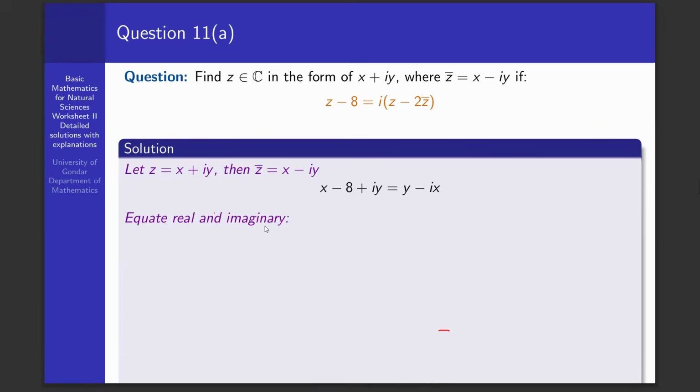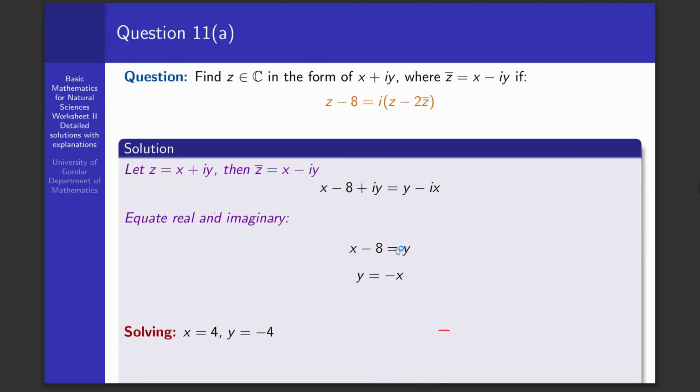Then equating the real and the imaginary parts as usual. We have the real part of this one is x minus 8, and the real part of the second one is y, so that we have x minus 8 is equal to y, and the imaginary part will be y is equal to minus x. So solving the system of linear equations, we have x equal to 4 and y is equal to minus 4.